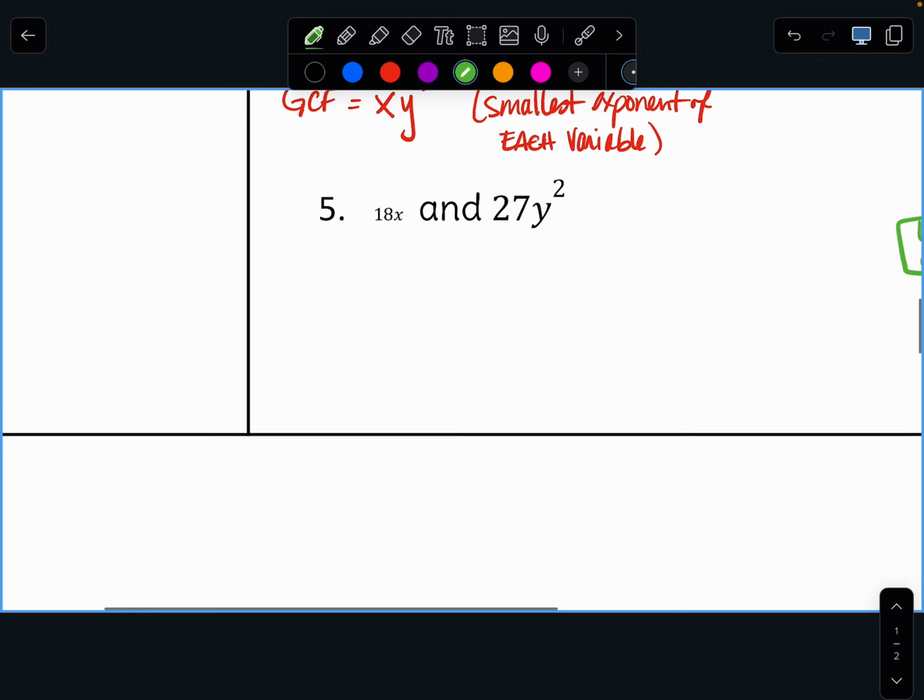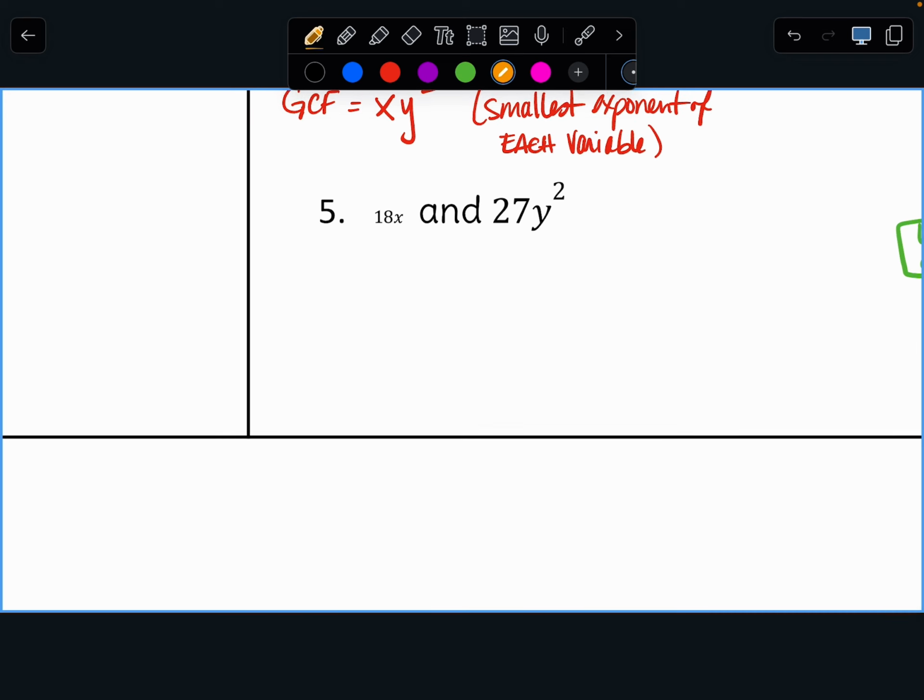Last one. Looking at your paper, what's the GCF, the greatest common factor between 18 and 27? 9. So my GCF is 9. And then, do I have the same variable in both terms? No. I don't have x's in both and I don't have y's in both. So my greatest common factor is just 9.